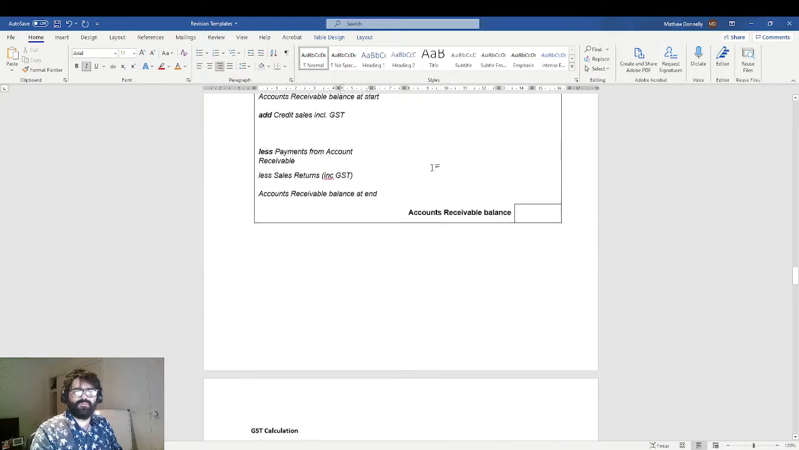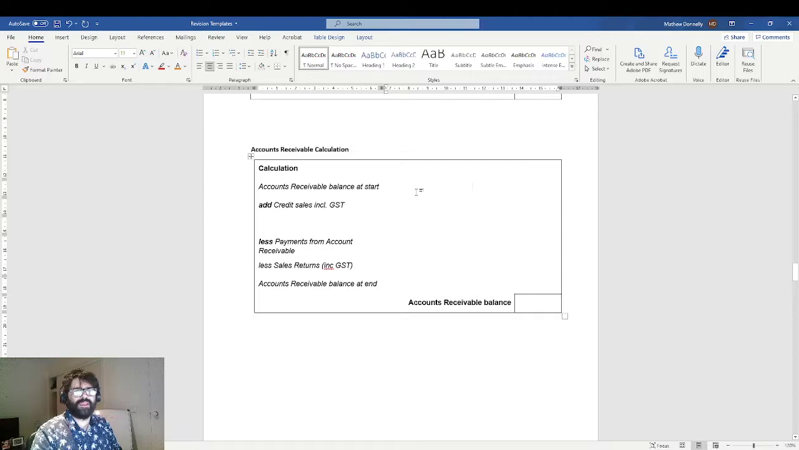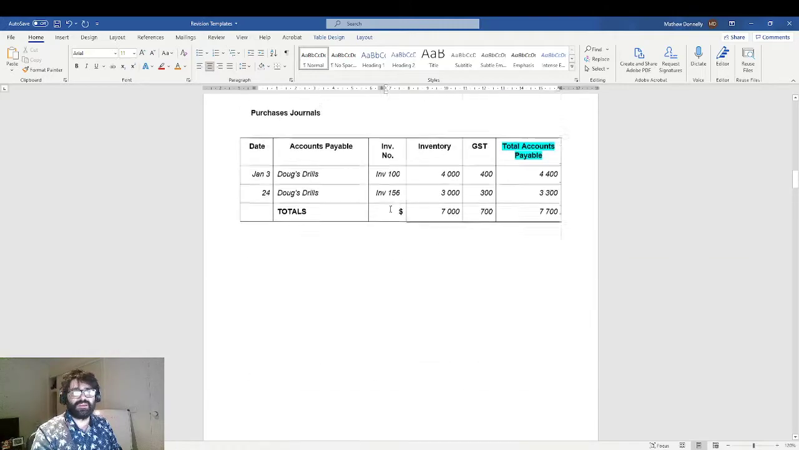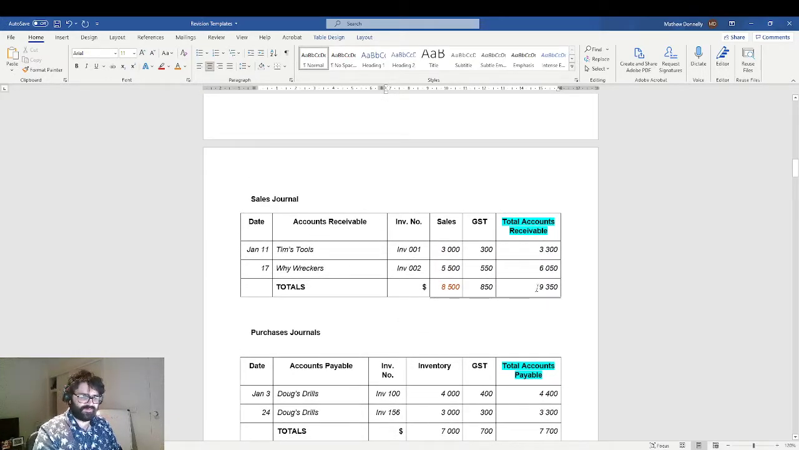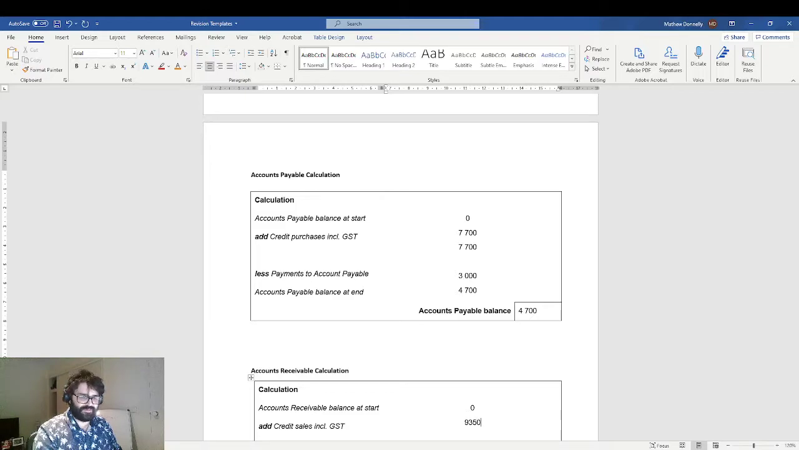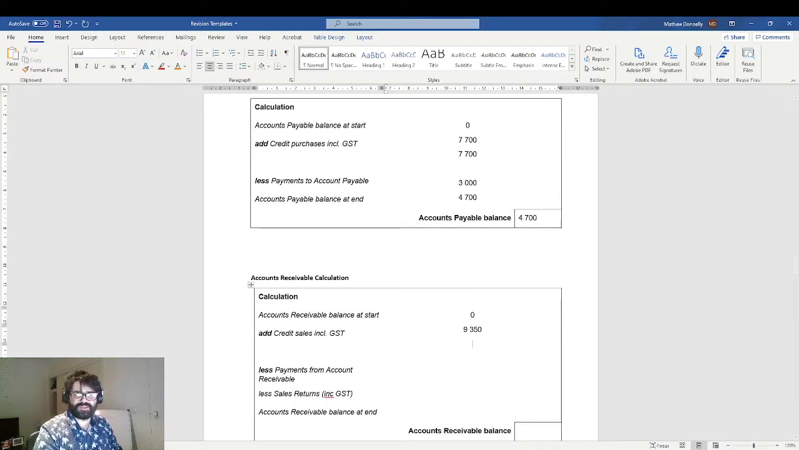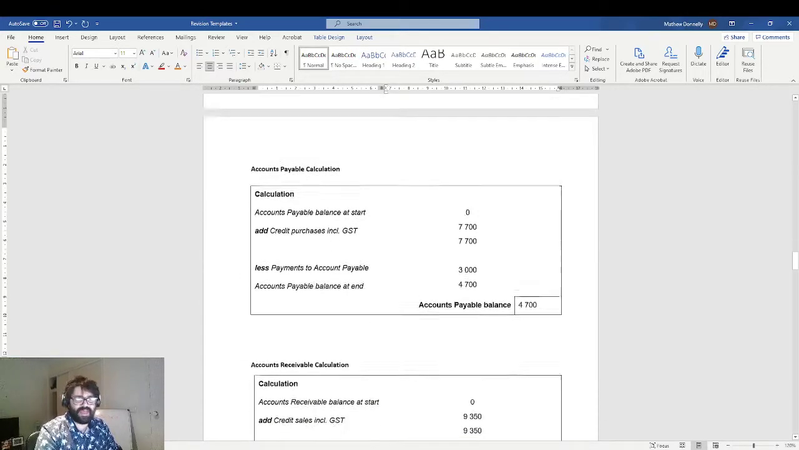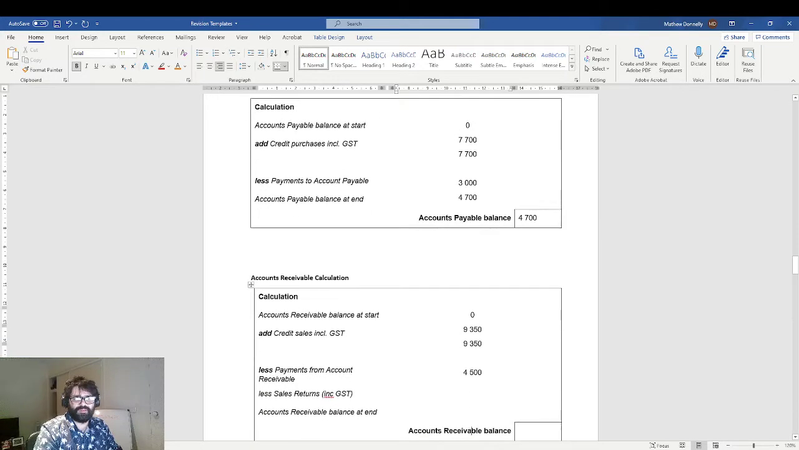So we then move up and we do the accounts receivable. Accounts receivable at start again is 0. Now we add the credit sales including GST. We look for the credit sales including GST, which will be the sales journal, 9350. And we see the subtotal 9350, less payments from accounts receivable. We can go to the cash flow statement this time and we see 4,500, and that will give us, oh no, we've got sales returns.